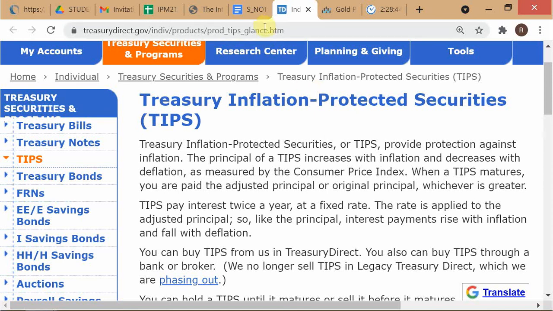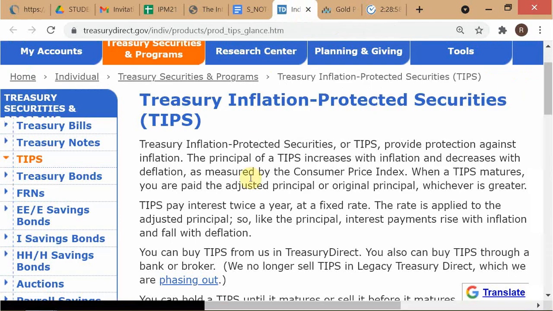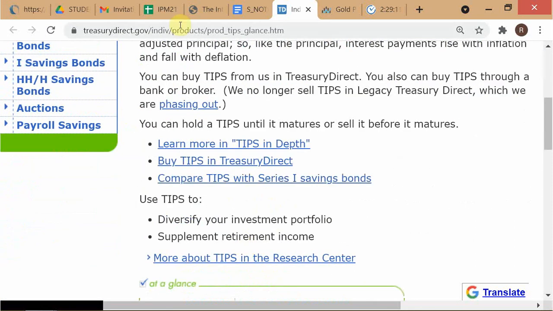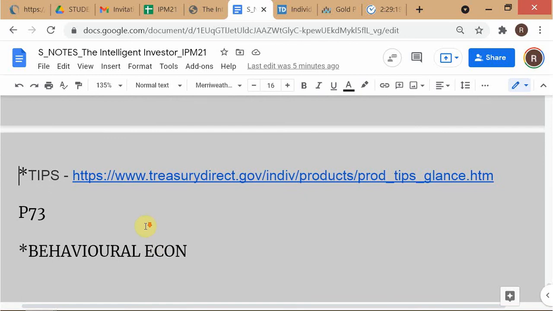In India also we have this kind of system, but the market is not liquid. The US is very liquid. US TIPS, you can actually buy at pretty low transaction costs. Very developed financial markets in the US. You can buy it here from TreasuryDirect also. See this? You can buy the TIPS directly from the Treasury. Learn more about this, and please make sure you study all this. So TIPS is also something you need to know.